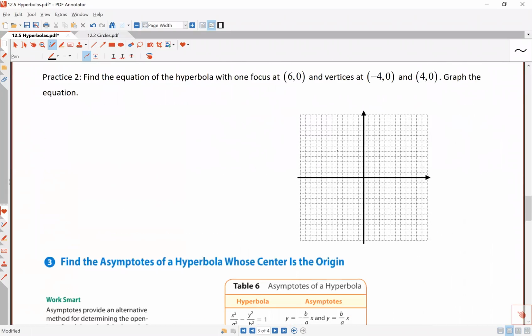And this leads us to practice 2 for you to try. I encourage you to press pause in your video and work this out, and come back when you're ready to see the solution.